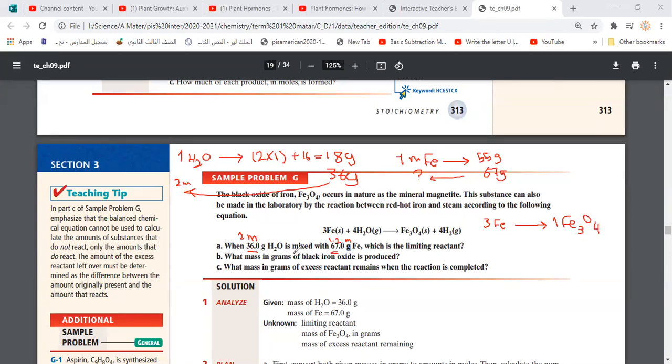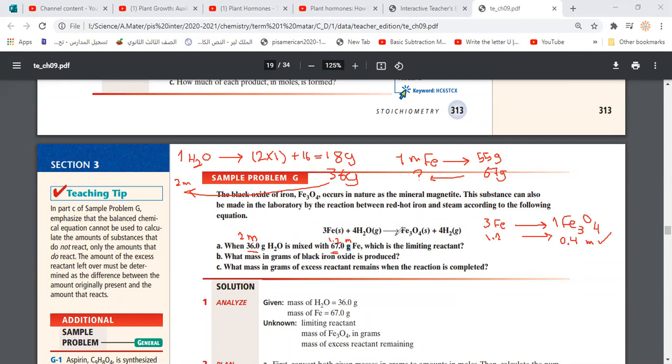So we are asking, if you have 1.2 moles of iron, it will produce how many moles of iron oxide? 0.4. Yeah, 0.4. So it will represent 0.4 mole. Okay, so that's the first step. So we know that 1.2 moles of iron will produce 0.4 mole of this. Let's find out what about the water.